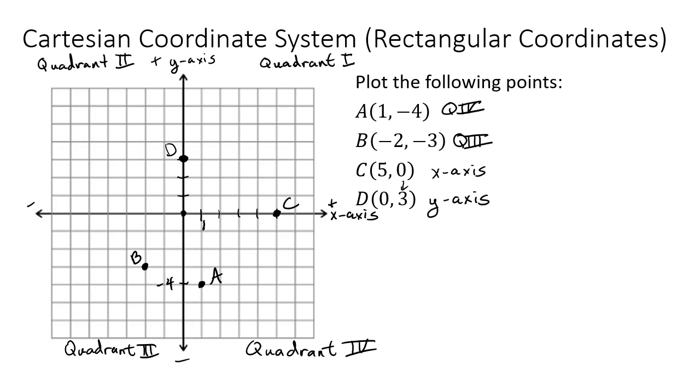All right, so again, the main thing to keep in mind with the Cartesian coordinate system is not to get them mixed up. Remember that the first number always tells you left or right. The second number always tells you up or down.